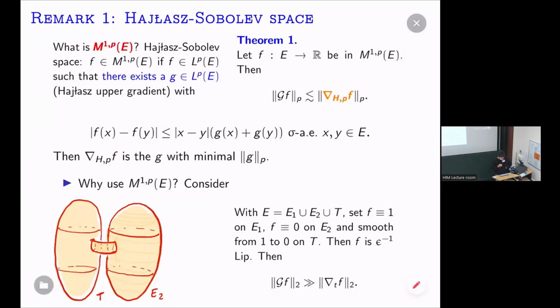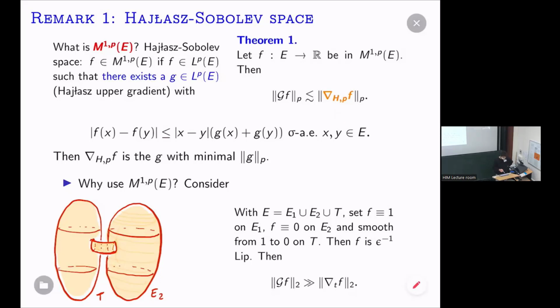The gradient here will be the minimal Hajłasz upper gradient. So far so good, but one can ask why we bother with this strange Sobolev space. Why couldn't we just use the tangential gradient, which is perhaps more natural? The answer is simply that this inequality is false in general on UR sets if here we have the tangential gradient. So why is this?